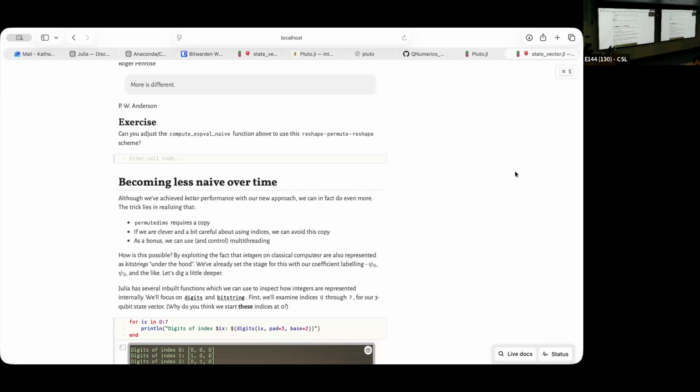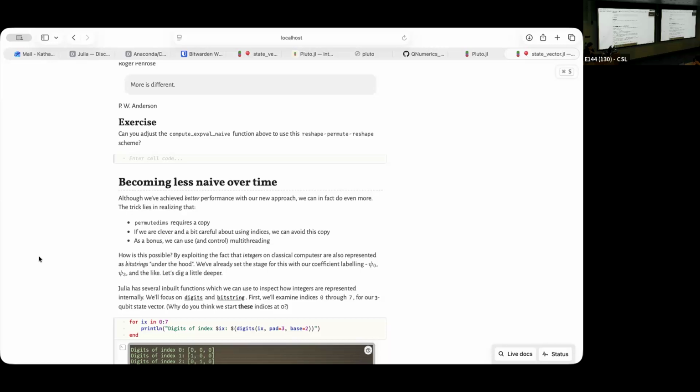One reason that we can run into problems, especially for larger qubit counts, is that the permutedims function itself can require a copy. And if we're a little bit clever and careful about how we use the indices, we can do almost every single operation we need completely in place, which is great. In general, if we can avoid copying stuff as much as possible, especially really large objects, that's good. It also can reduce pressure on the GC, which is helpful. And as a bonus, we can have a little bit more control over how multi-threading is used.